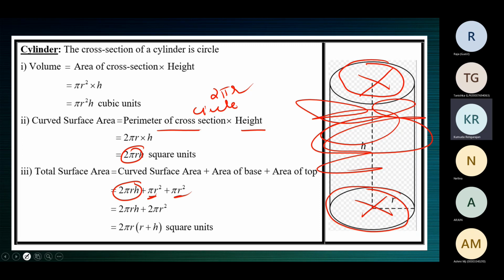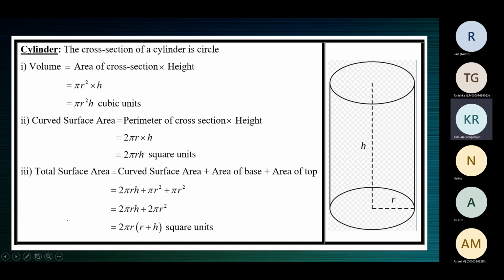So 2 pi r h plus 2 pi r square, because pi r square plus pi r square is 2 pi r square. 2 pi r h plus 2 pi r square. 2 pi r is common.